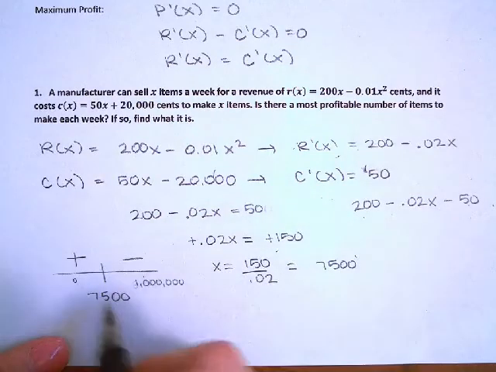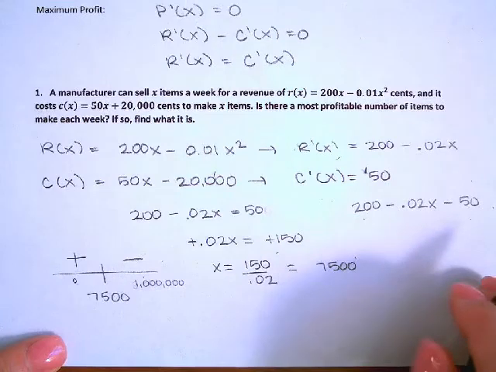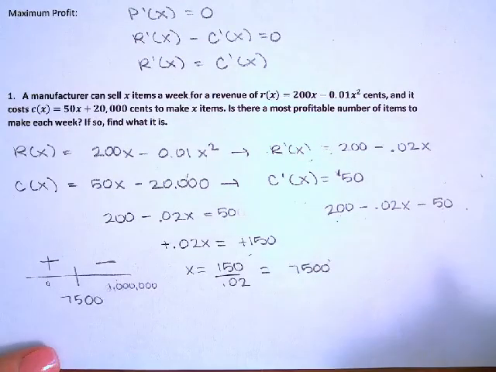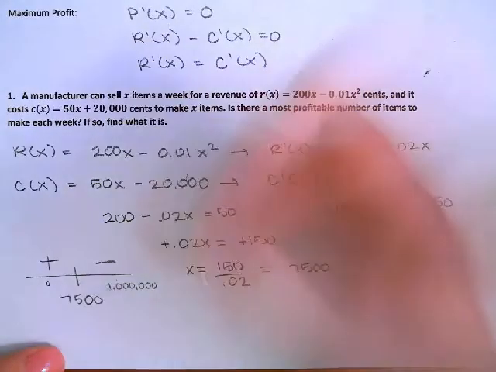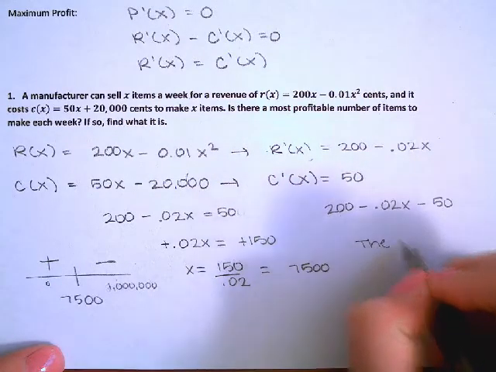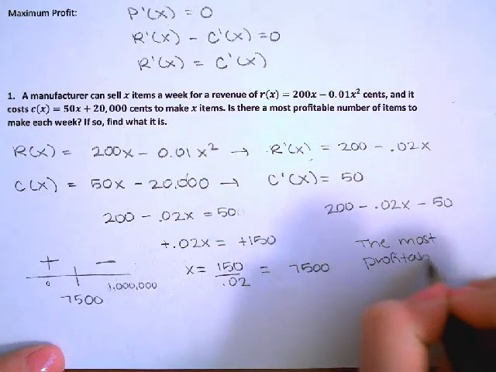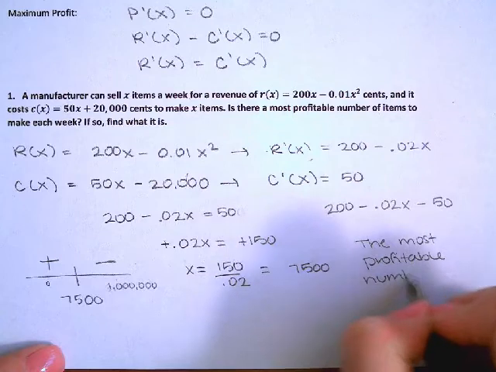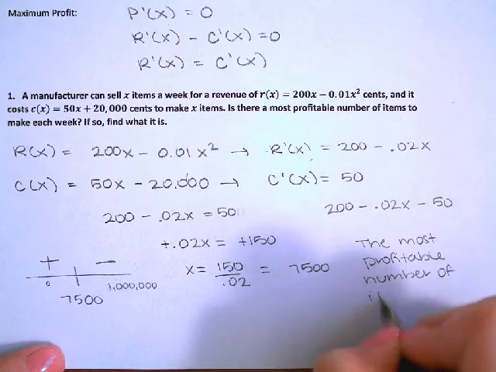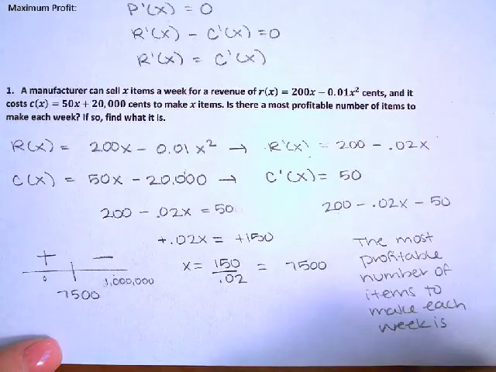Okay, so at 7,500, this switches from positive to negative. That means that it truly is a maximum. It's not a minimum, which is what we expected. So we're going to conclude, in the context of the problem, the most profitable number of items to make each week is 7,500.